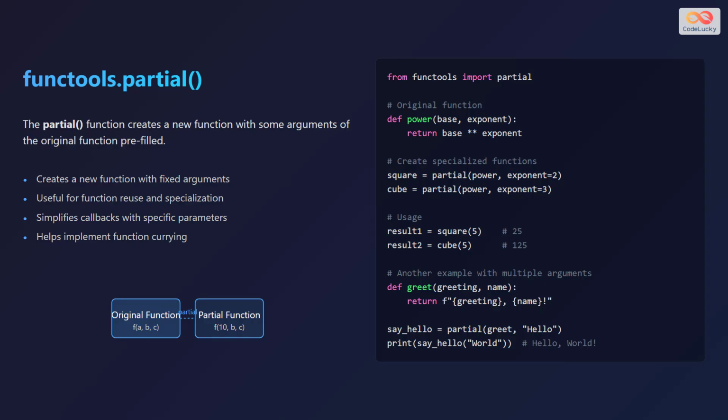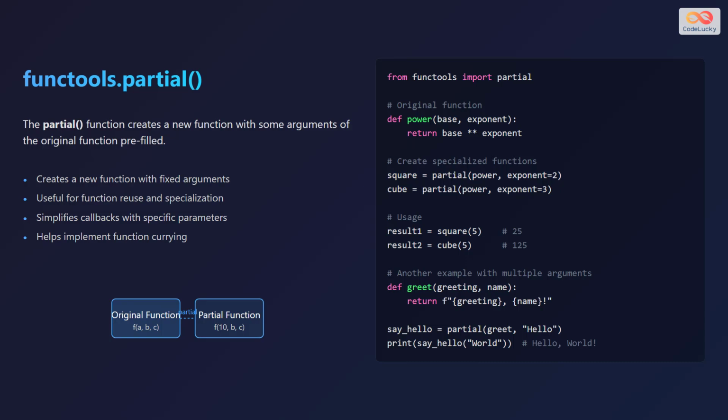Here's an example in code. We define an original function called power that takes a base and an exponent as arguments. Then we use partial to create specialized functions called square and cube that have the exponent pre-filled with the values 2 and 3, respectively. The square function calculates the square of a number, while the cube function calculates the cube of a number.